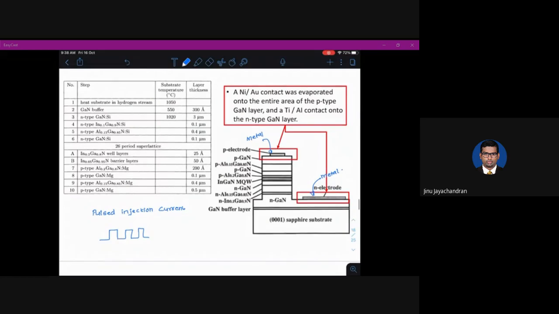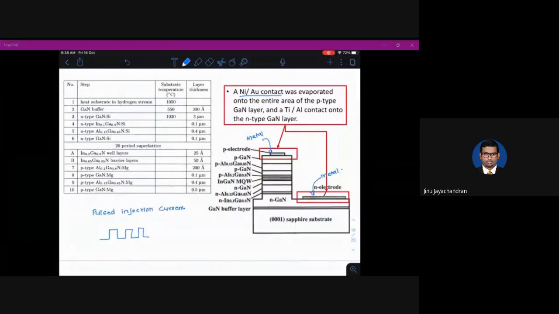Okay. And the electrode, which is used for metal contact, is constructed by evaporating a nickel and gold contact over the gallium nitride layer, or a titanium or aluminum contact on the n-type gallium nitride layer. So this is titanium or aluminum, and this is nickel or gold.